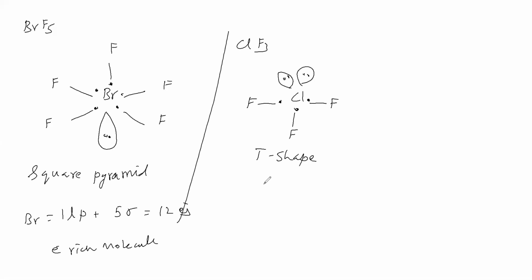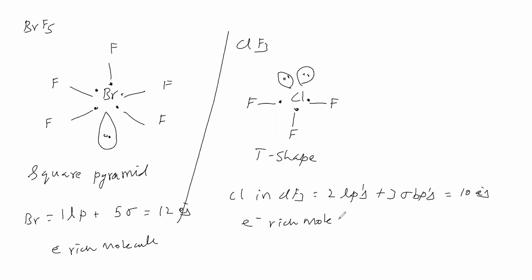Chlorine in ClF3 is having 2 lone pairs and 3 sigma bond pairs, totally 10 electrons. Therefore, ClF3 we can call an electron rich molecule, because its valence shell is having 10 electrons. Okay, next we will see.